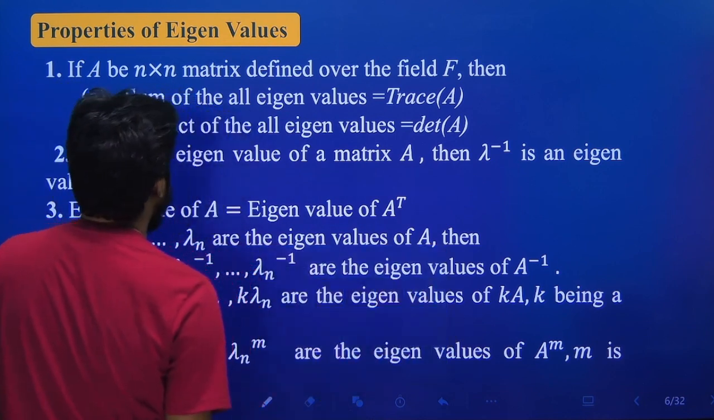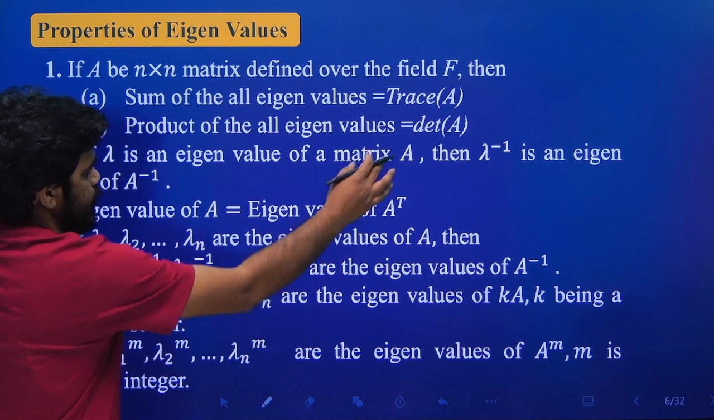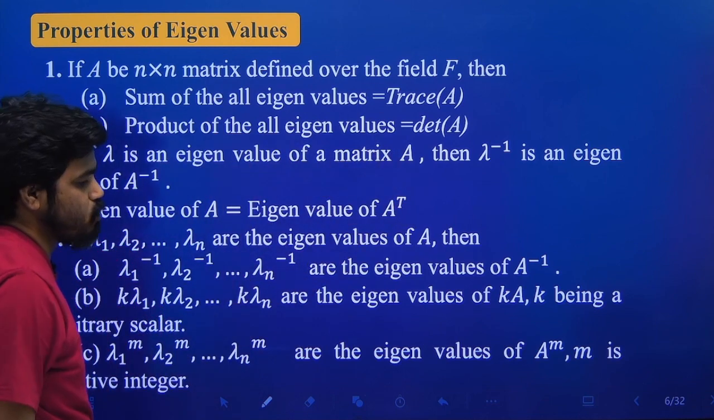Next property states that if lambda is an eigenvalue of A, then lambda inverse is also an eigenvalue of A inverse.